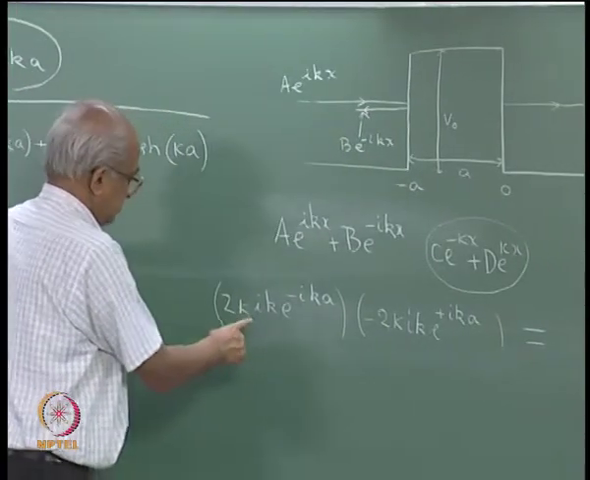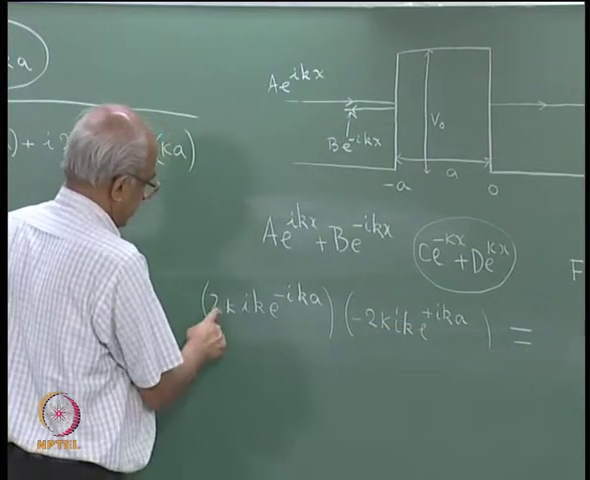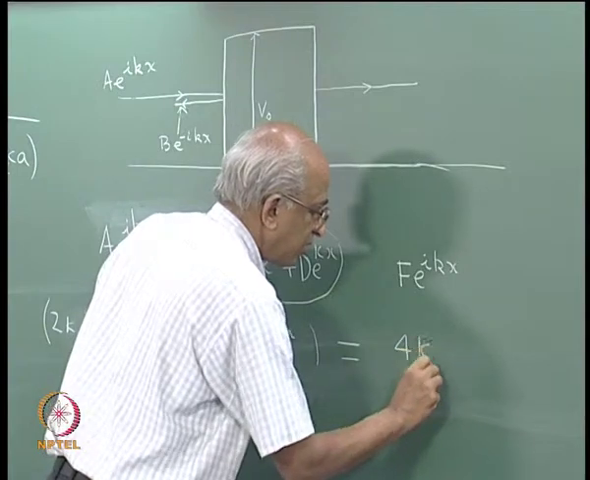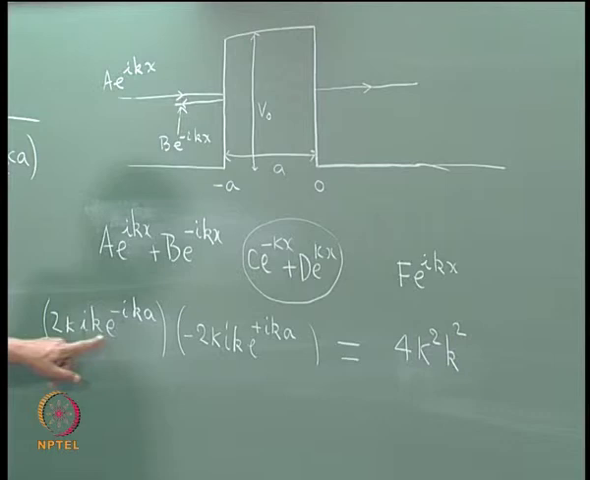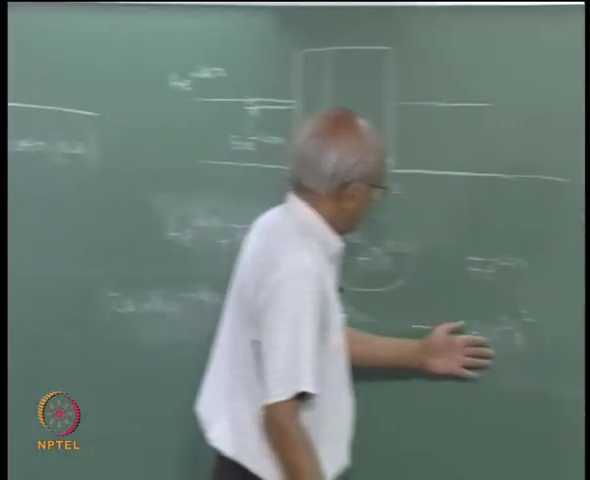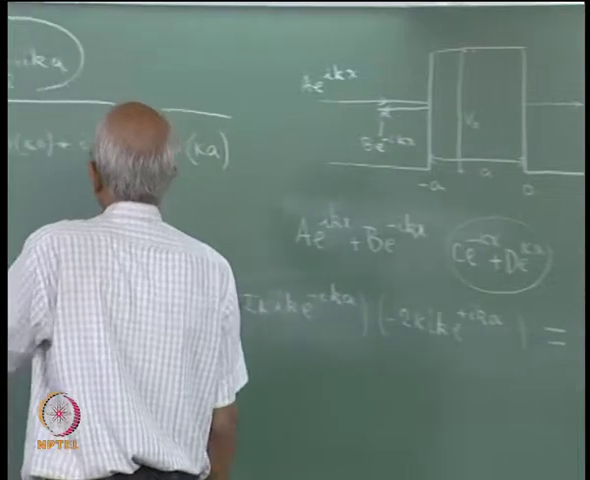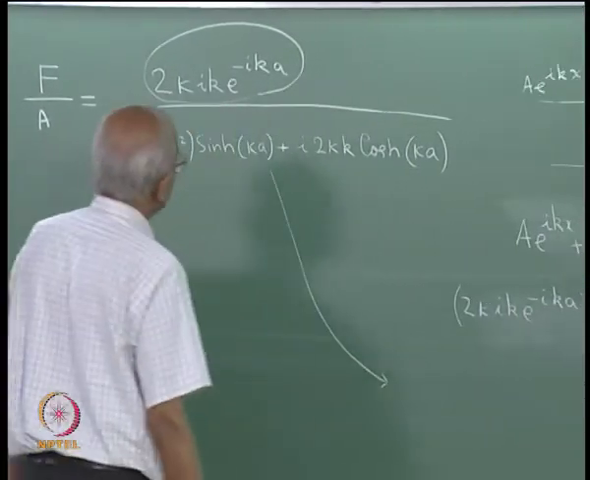If you calculate this, the result is the following. This term and that term will cancel each other. You are going to get 4 kappa square k square, and this i and that minus i will give you minus i square, but remember i square is minus 1, so therefore the net answer is just 4 kappa square k square. In a similar fashion, I am going to calculate the magnitude square of this.